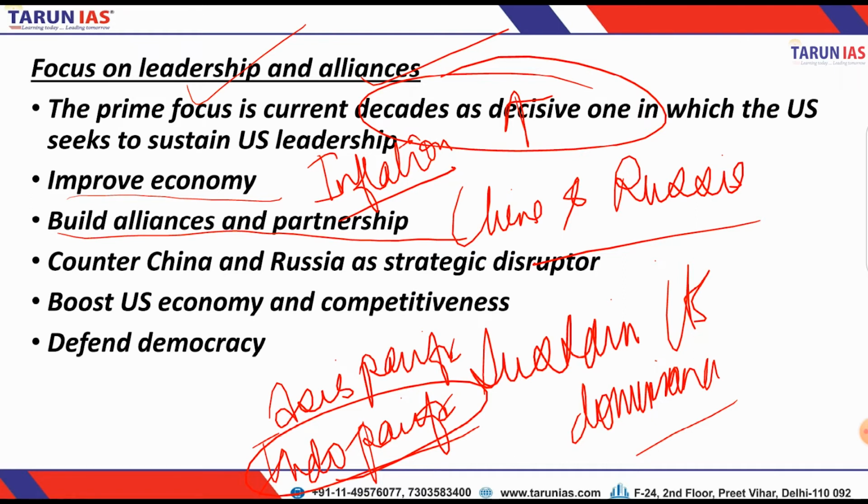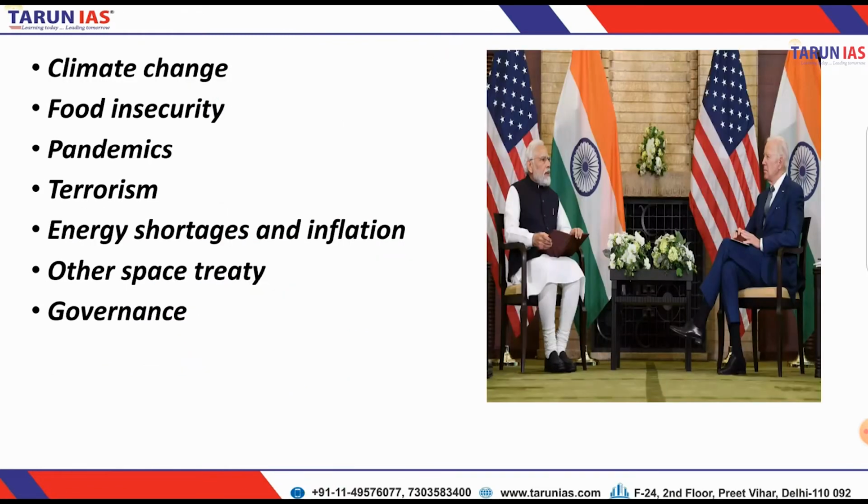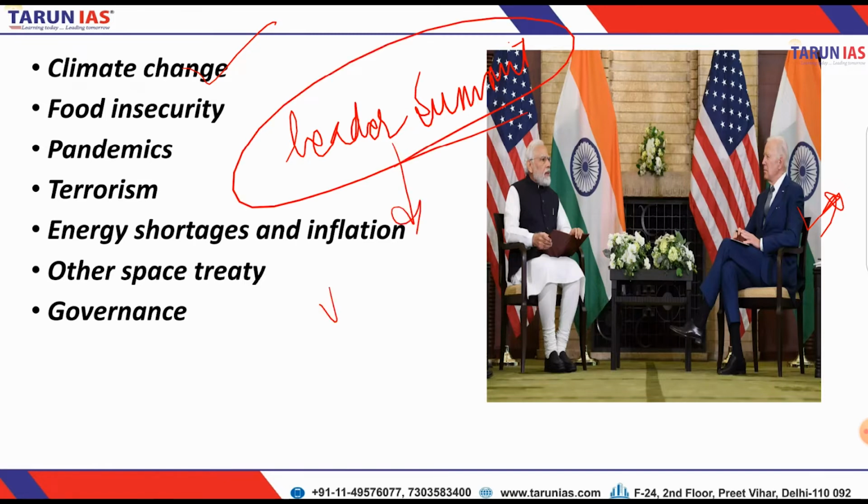Now, the strategy also aims to counter China and Russia as strategic disruptors of the global order. It also seeks to boost the US economy and its competitiveness, and it also seeks to defend democracy. The focus of the strategy would be climate change. If we remember, Joe Biden, after becoming president, had reasserted and reassured the world of the role of the United States when it comes to climate change adaptation and mitigation. Under the leadership of US President Joe Biden, a leaders summit was held, and the US joined the Paris Agreement. So climate change would be one focus.